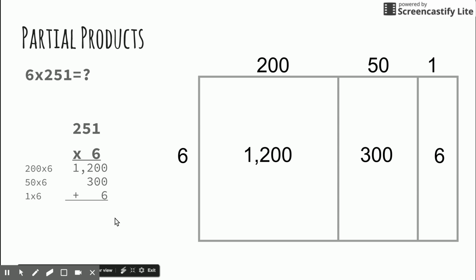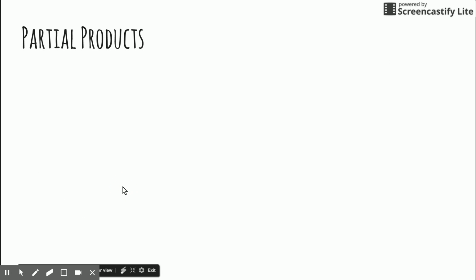And then all we have to do is add those numbers up, and they're already lined up for us, so it makes it nice and simple. So it's exactly what we did with the area model, except now we're taking it a step further, and we're just doing it with the numbers itself. So let's take a look at a different example, and we're going to start by just doing the partial products with the numbers, and then we'll continue by looking at how that looks with the area model.